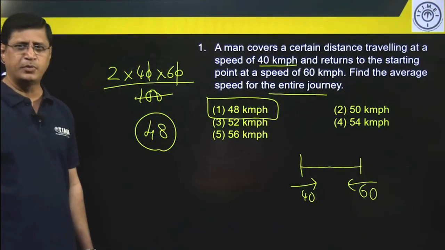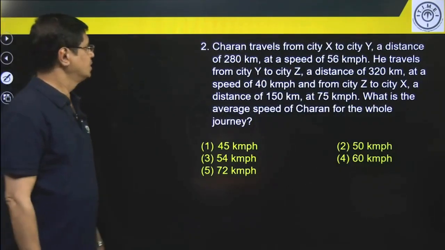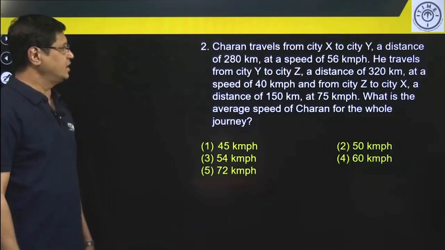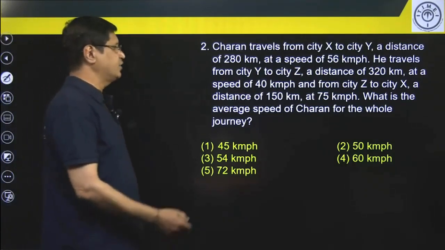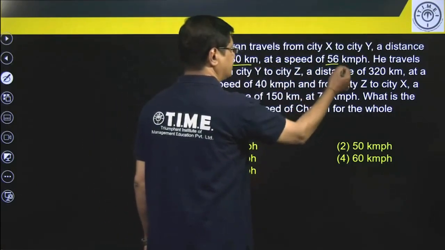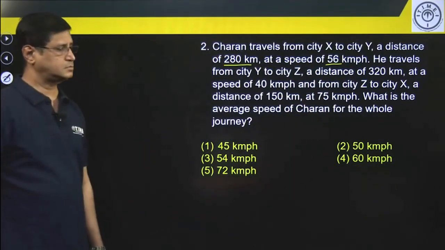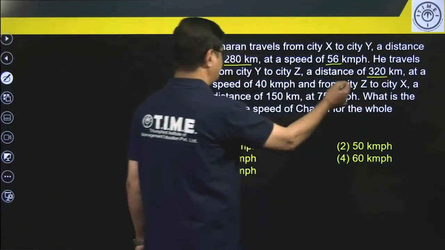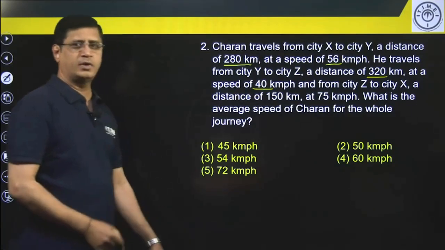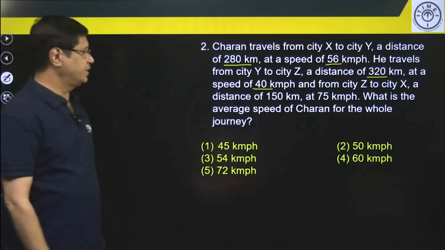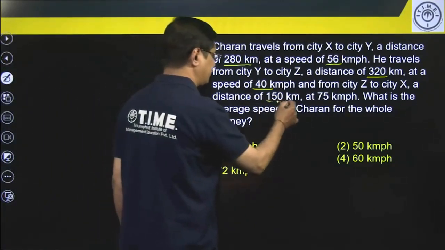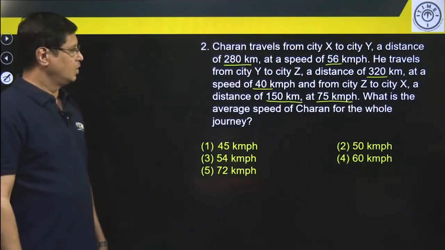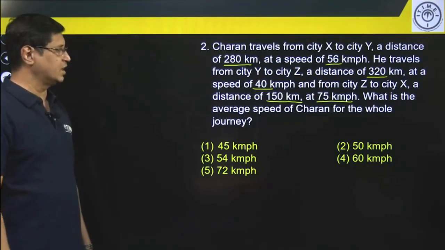Now look at the next example on your screen. Charan travels from city X to Y, a distance of 280 km at a speed of 56 km per hour. He travels from city Y to Z, a distance of 320 km at 40 km per hour. And Z to X, 150 km at a speed of 75 km per hour. What is the average speed of Charan for the whole journey?